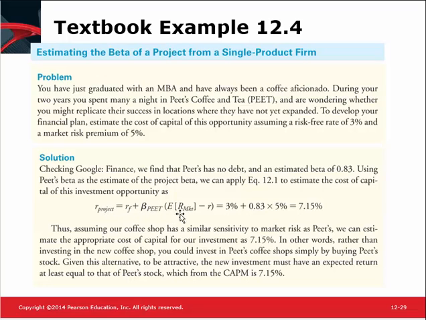So if we look at the cost of financing for this project, and use the beta of Pete's as the risk factor, we see that the cost of financing for this particular project should roughly be 7.15%. Since this company has no debt, its beta represents a non-debt company.